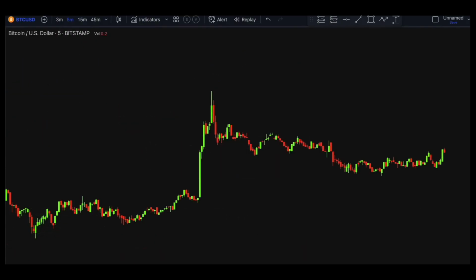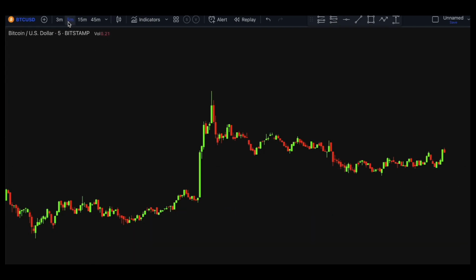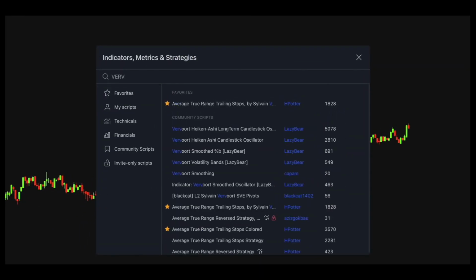So, how should we install these tools on our chart? First, open the Bitcoin price chart on the 5 minutes time frame. Open the Indicators tab and search for Vervoort Heiken Ashi Long-Term Candlestick Oscillator by Lazy Bear. Apply it to the chart.